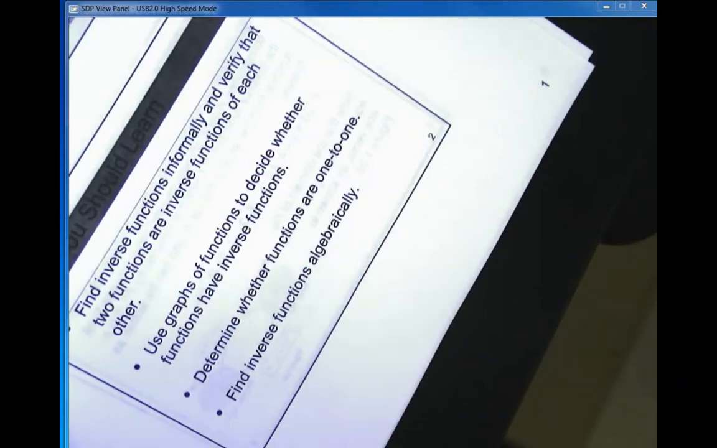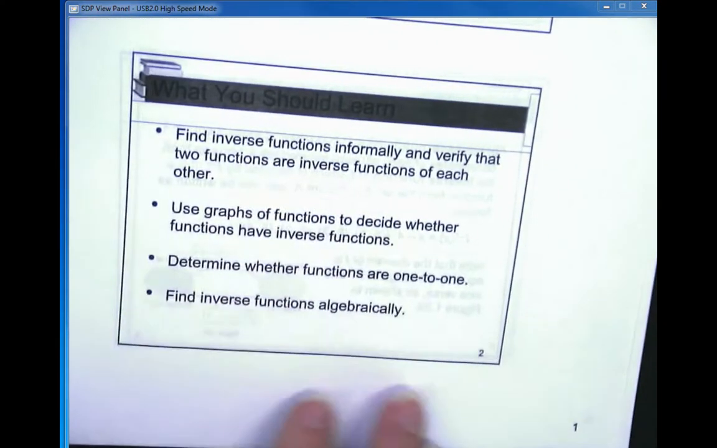Right, this is the last lesson that we're going to cover. Uh-oh, how do you do this? All right, there you go. This is the last lesson we're going to cover.